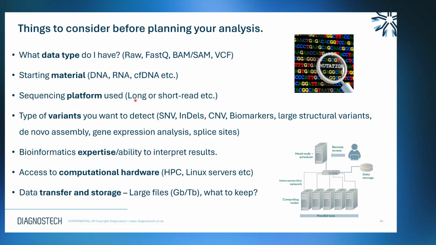You also should have some idea of the type of variants you want to detect, whether it's SNPs, indels, CNVs, certain biomarkers, or you want to perform other types of analyses like de novo assembly, gene expression analyses, or splice sites. All of these might use different tools that need to be optimized for your specific question. Another big thing to consider is your current bioinformatics expertise and your ability to interpret those results. You might need to reach out to people for assistance or use tools like SeqOne that can really assist you in interpreting what the variants mean.